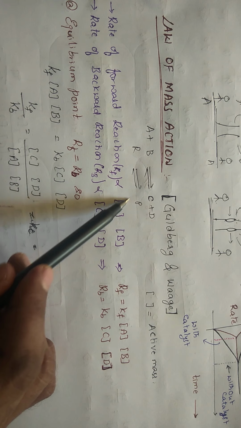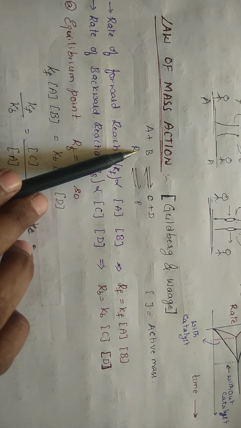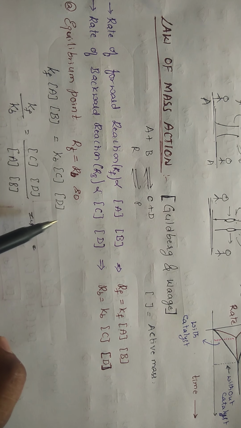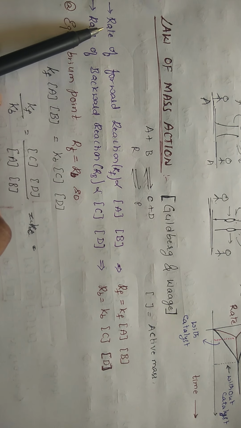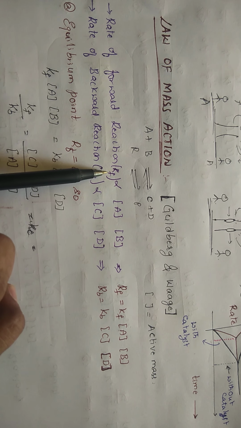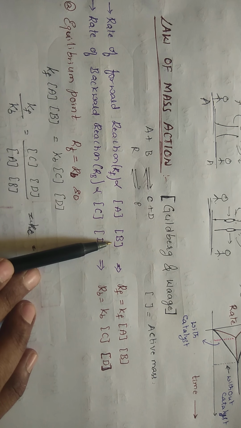See, product formation depends upon the concentration of the reactant. The more reactant, the more product is formed. So the formation of the product depends upon the concentration of the reactant. I am taking the rate of the forward reaction, RF. It depends upon the concentration of A as well as the concentration of B.